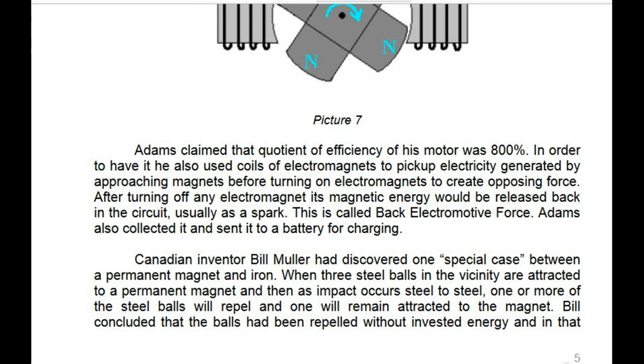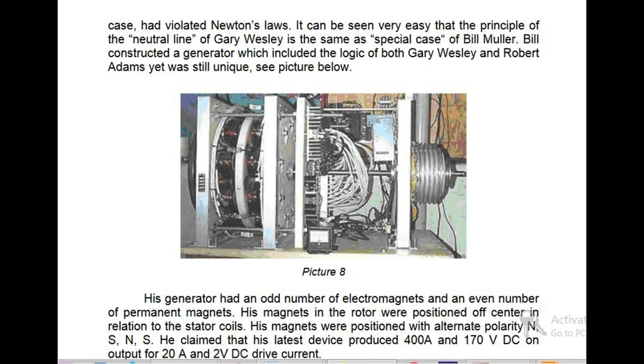Canadian inventor Bill Muller had discovered one special case between a permanent magnet and iron. When three steel balls in the vicinity are attracted to a permanent magnet and then as impact occurs steel to steel, one or more of the steel balls will repel and one will remain attracted to the magnet. Bill concluded that the balls had been repelled without invested energy and in that case, had violated Newton's laws.